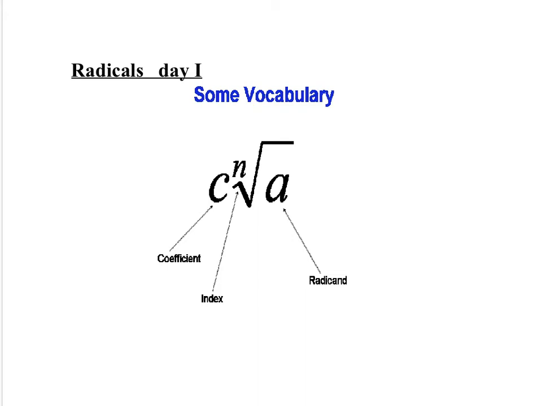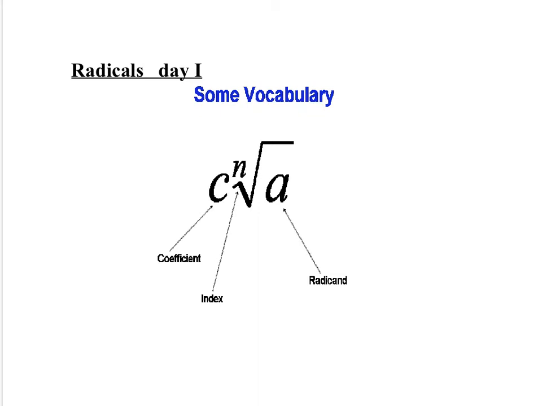There are three important numbers in a radical. The first one, the number inside the radical, is called the radicand. We have the number in front of the radical. You already know that word. That's called the coefficient. And we have a little tiny written number in the upper left-hand part of the radical sign. That's called the index or the root.